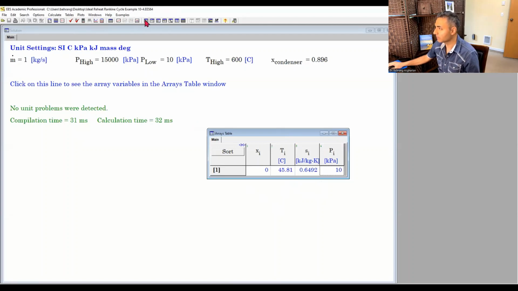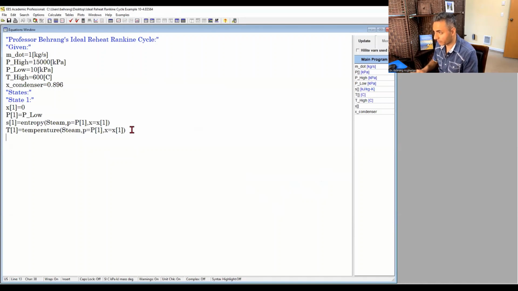You can save it and keep going. You see how fast this is. That was state 1. Now let's do state 2. For state 2, there are 2 ways to solve this. If you remember, I said you can go by S2 equals S1, or, by hand, H2 would be H1 plus V1 times delta P. Because EES does it for me, I don't have to do this. So what properties do I have? I know S2 is supposed to be S1, that's one thing, and P2 was given as the high pressure in the cycle.